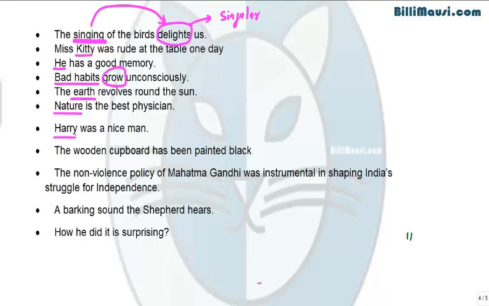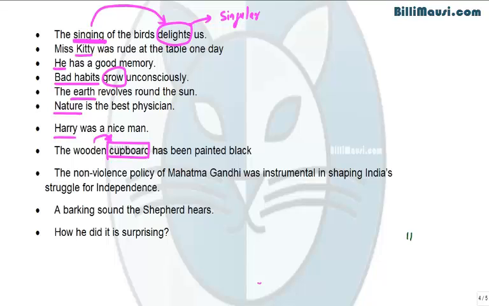Harry, the wooden cupboard has been painted black. Now what is the subject here? The subject is the wooden cupboard or just cupboard. So let me specify, the subject is just cupboard. The wooden is just giving additional information and it's qualifying cupboard. In the next sentence also, please trace the correct subject.